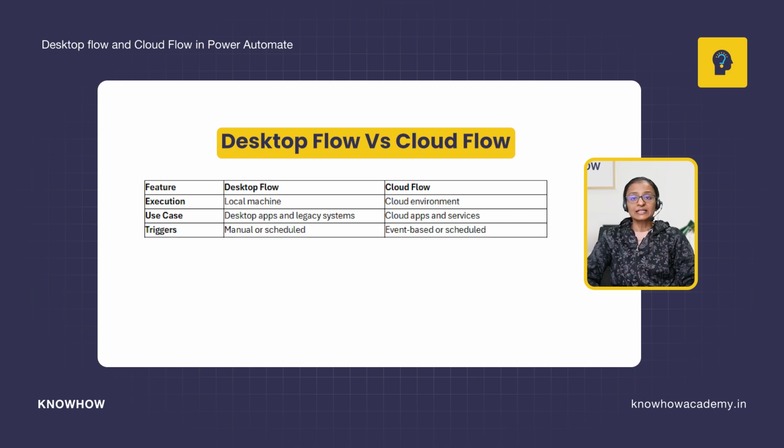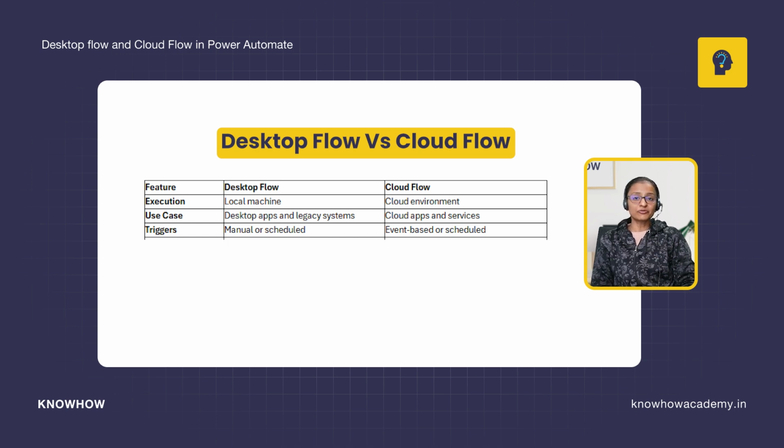That means in desktop flow we need to trigger it manually, while in cloud flow we can take different types of triggers which will execute based on different actions. Like if we take a schedule trigger, then it will execute on a particular day or by week, month and so on. If we design a cloud flow which will execute when an email is received in our Outlook, it will execute when a new mail arrives in your inbox.